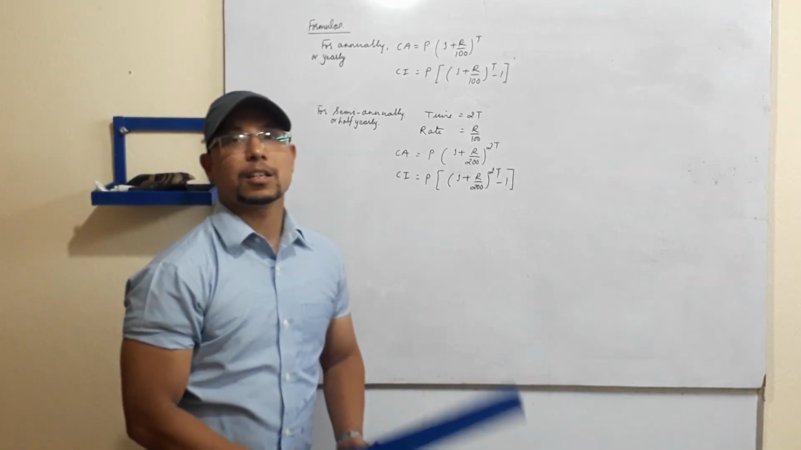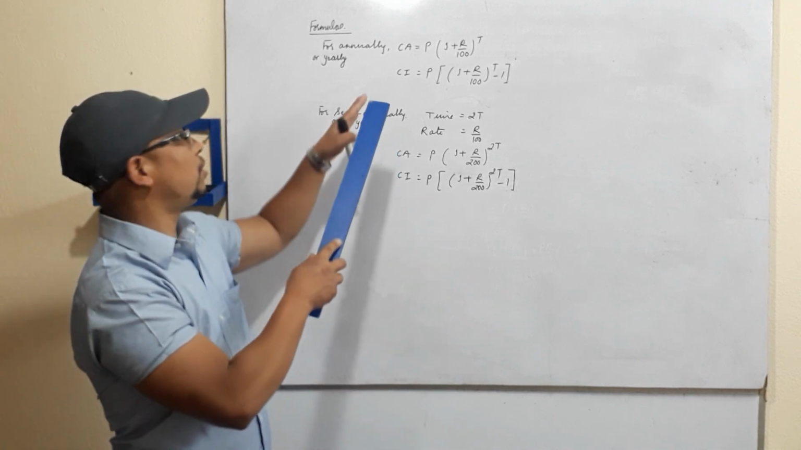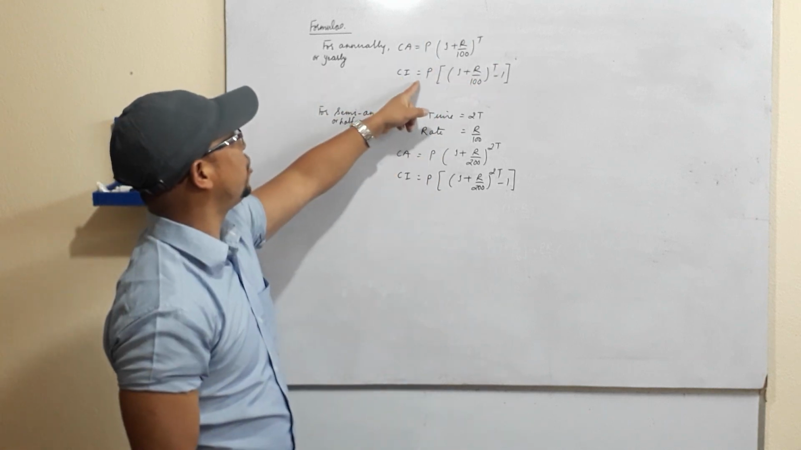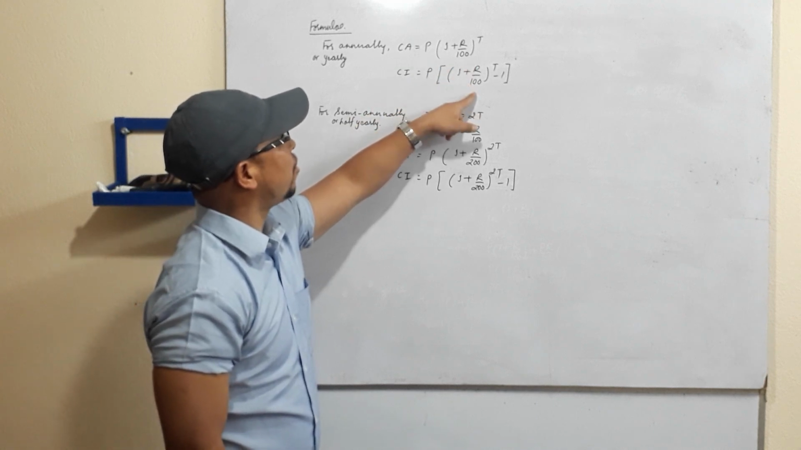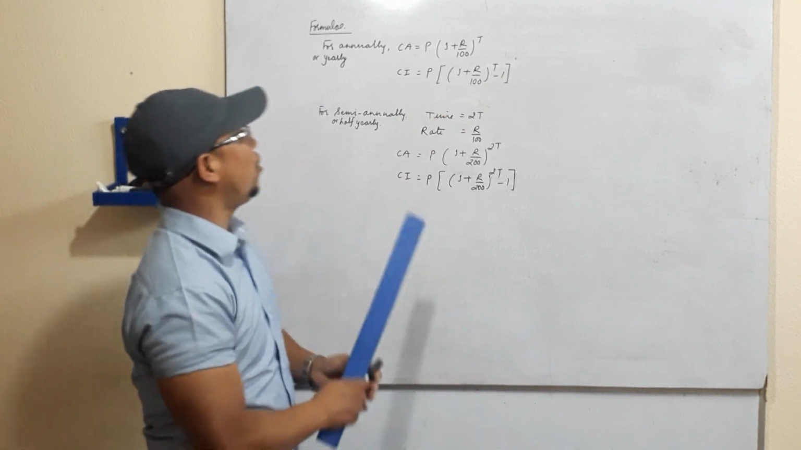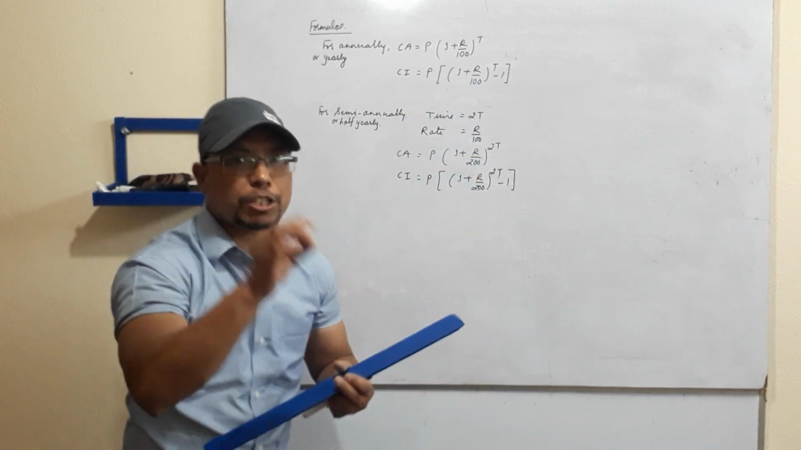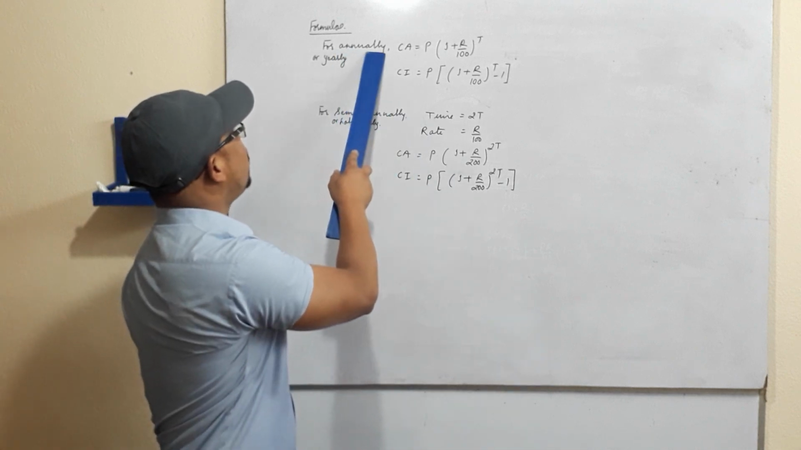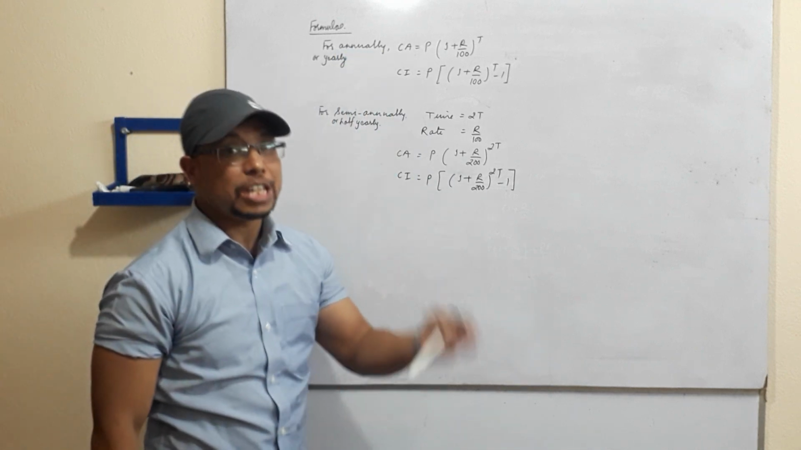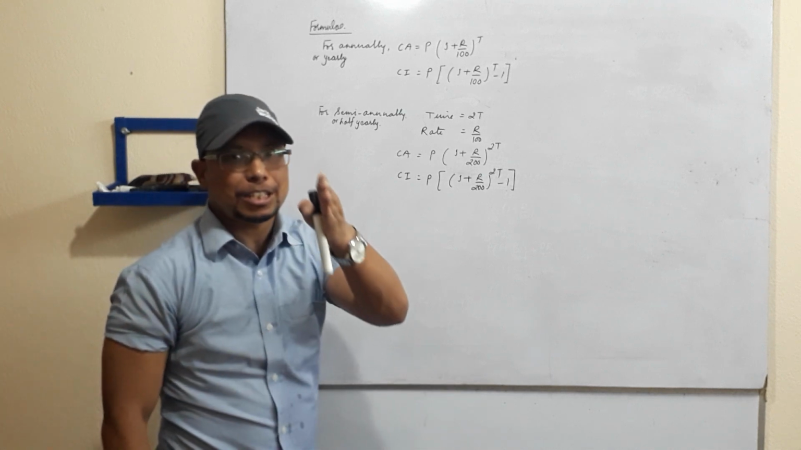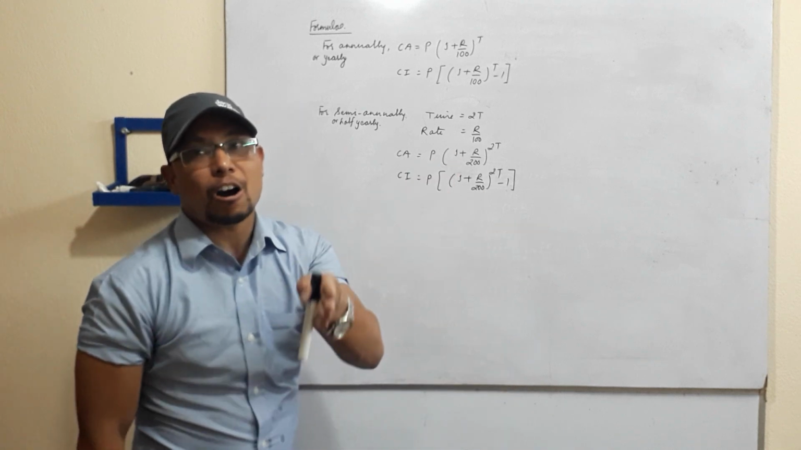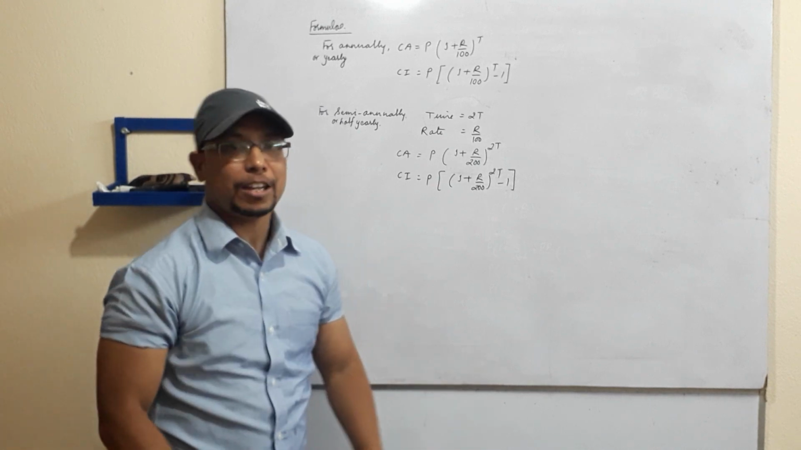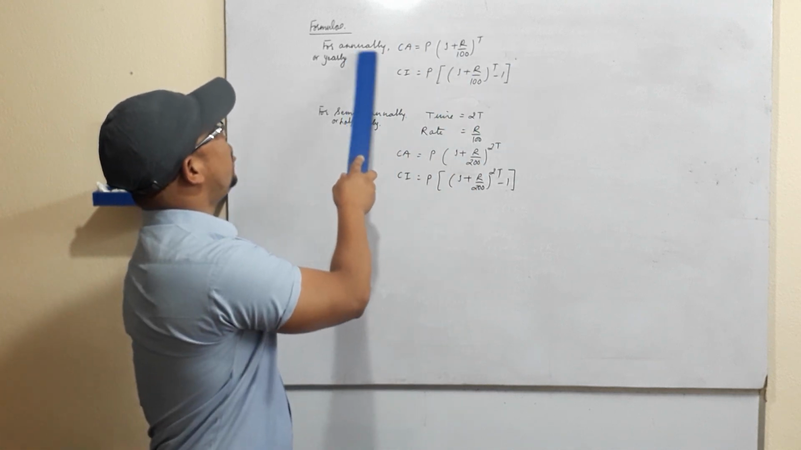Now we have just derived the formula. I have just written the formula over here. The formula is CA equals P(1 + R/100)^T, and compound interest is P[(1 + R/100)^T - 1]. Now this formula we supposed applies every year, first year, second year and third year, each year. So this formula is used for annually or yearly, because we derived it for a year. In your examinations it will be given there as yearly or annually. So this formula is derived for annually or yearly.